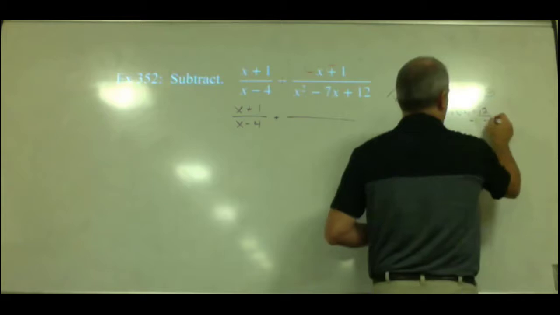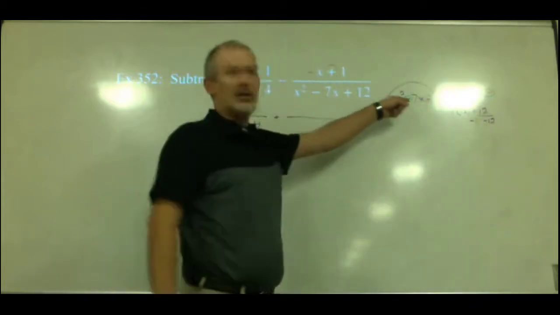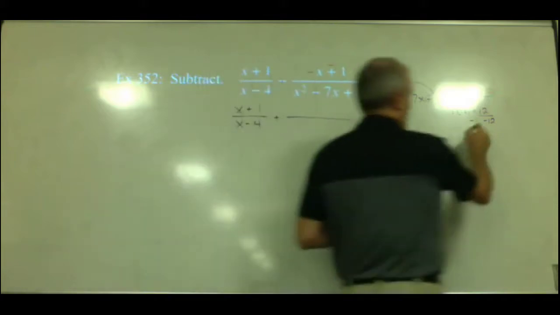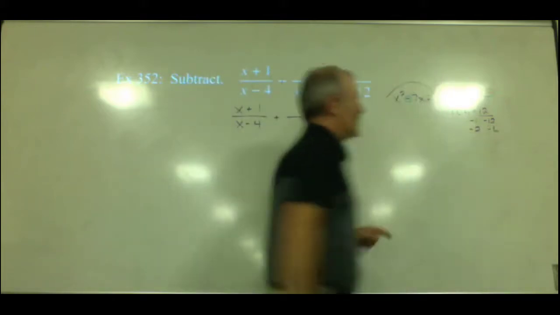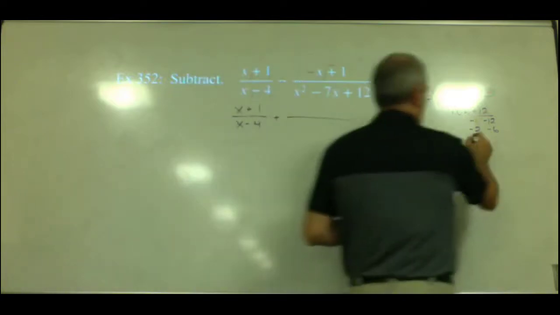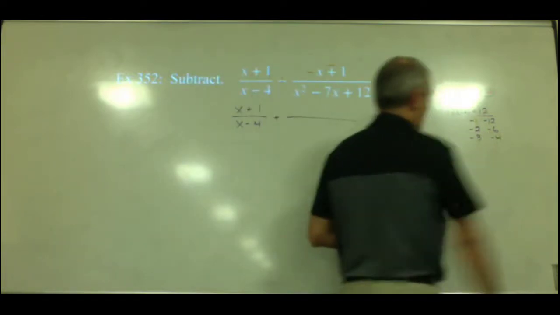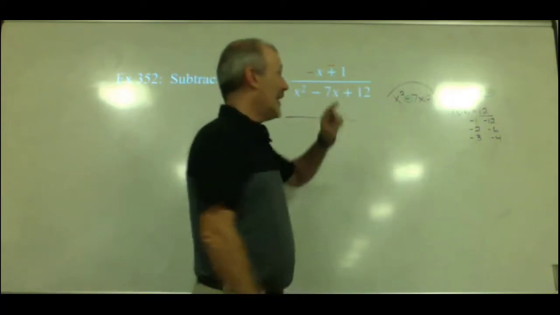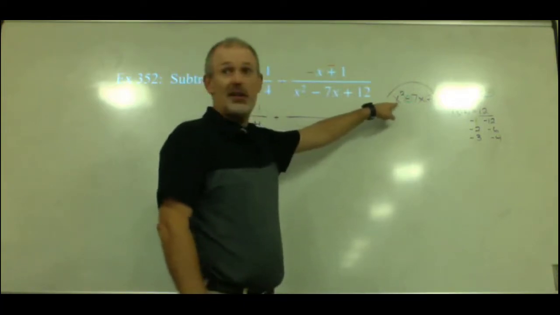Negative 1 and negative 12. Does that add up to be negative 7? No. Negative 2 and negative 6. Does that add up to be negative 7? Nope. Negative 3 and negative 4. Does that add up to be negative 7? Yes. And do we see that this time we can use our shortcut?